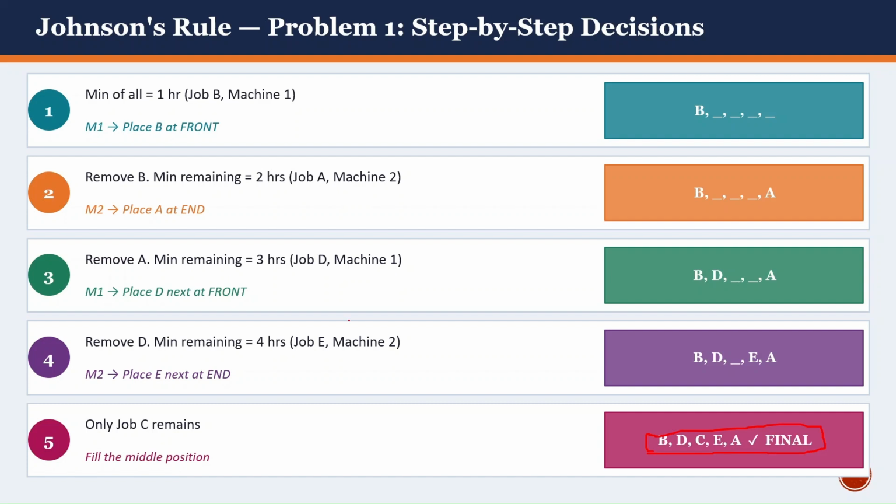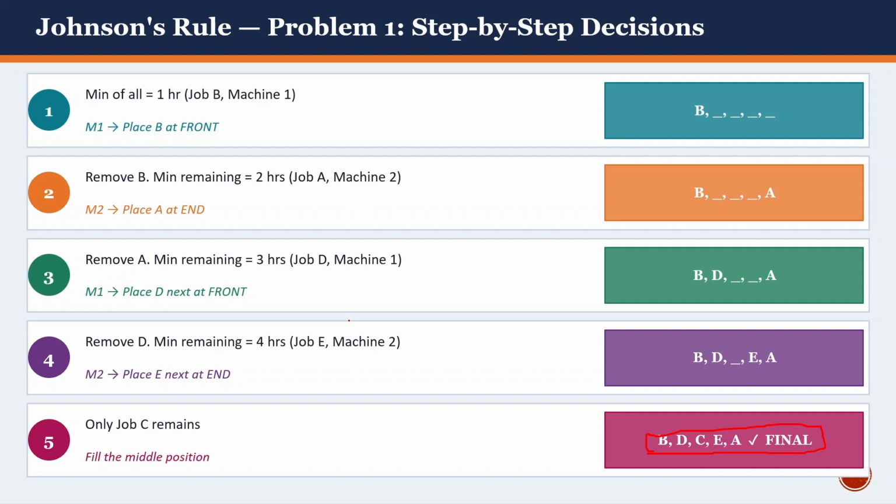Now this is how the Johnson's algorithm will work. Now this is the logic of application of Johnson's algorithm. Now this is applicable only for two machines. We can schedule it for n number of jobs, but the machines should be only two. Then and only then this is applicable.